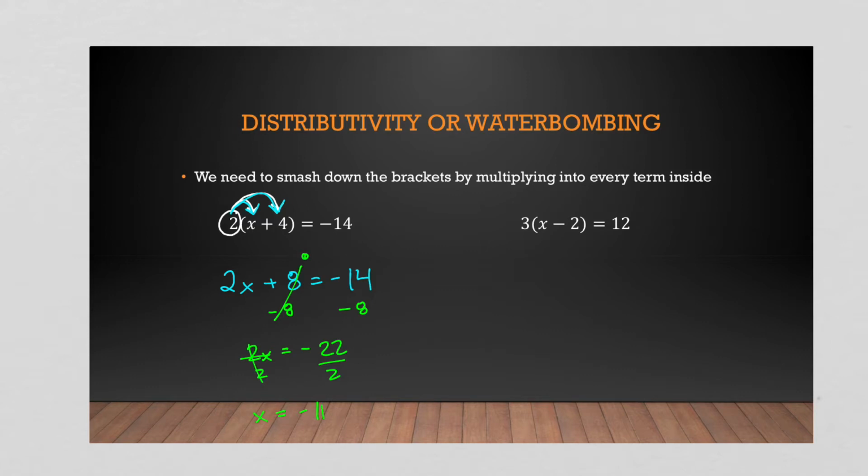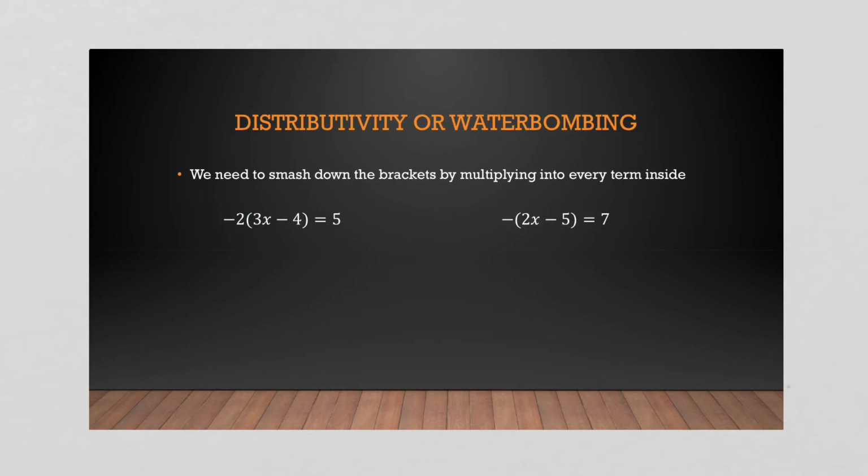So the one on the right here, you got 3 times x minus 2, which means we have 3 times x, and we have 3 times negative 2, which gives us 3x minus 6 equals 12. And now we're into our two-step question. Plus 6, plus 6. 3x equals 18, and then divide by 3, x equals 6. So the new step is just the water bombing. So let's look at it again.